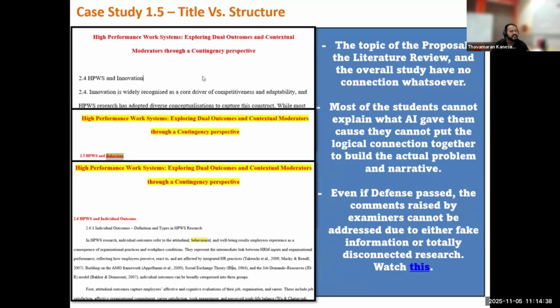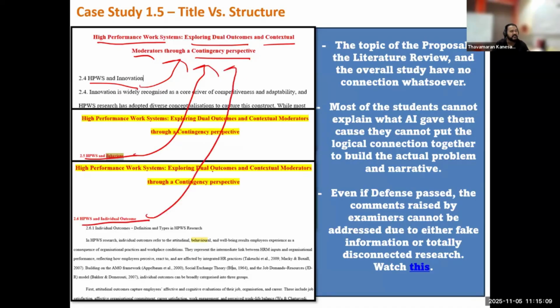So this is another part that I also want to highlight. Look at the title: High Performance Work Systems, Exploring Dual Outcomes, Contextual Moderators Through a Contingency Perspective. Remember Naeem's topic, how it's connected. After the systematic review, after the definitions, the book definitions, all those things, then comes 2.4, HPWS innovation. You can see anything there? HPWS behavior. Can you see anything similar there? Except HPWS. HPWS individual outcome. Can you see anything here? Nothing whatsoever. The topic of the proposal, the literature review, and the overall study have no connection whatsoever.